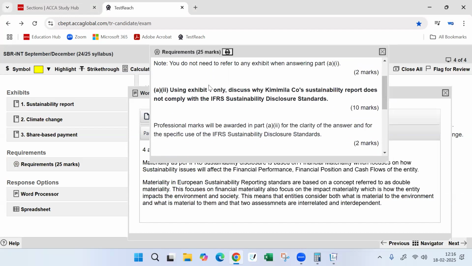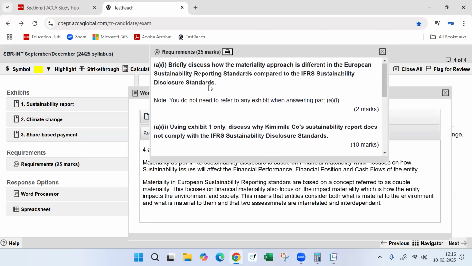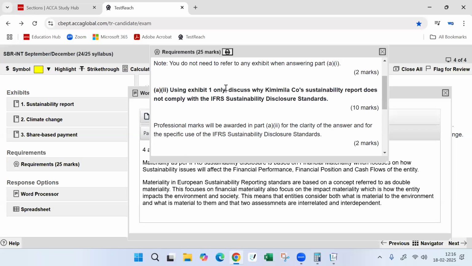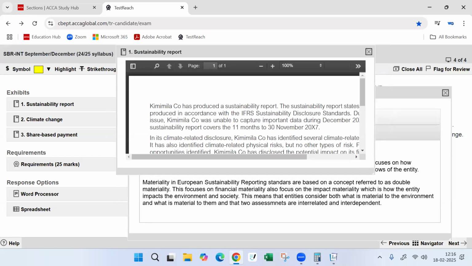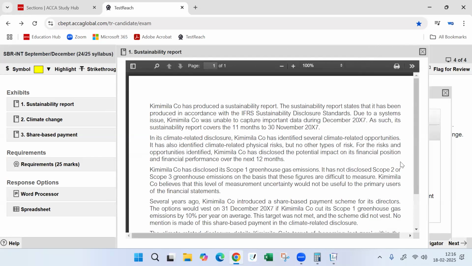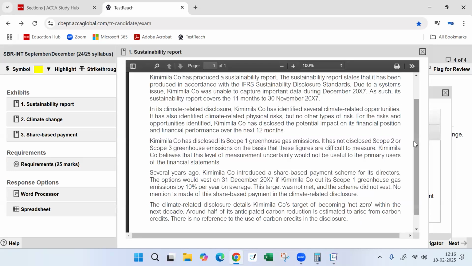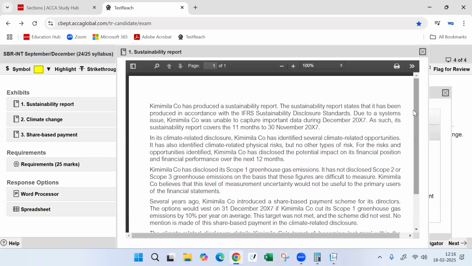Using exhibit 1 only, discuss why Kimimila company's sustainability report does not comply with IFRS sustainability disclosure standards. So we need to review the sustainability report and mention why they do not comply with the sustainability standards. So sustainability standards are what? IFRS S1 and IFRS S2.